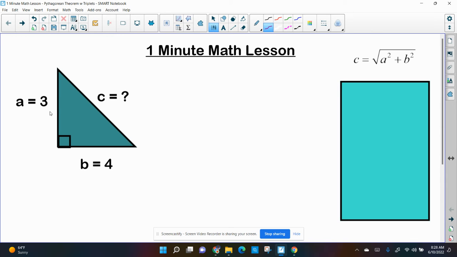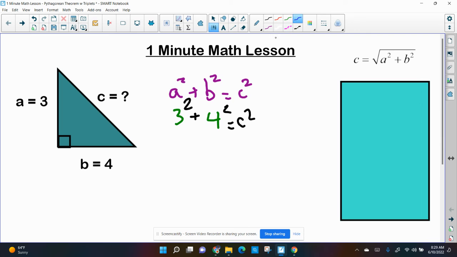So we have a is equal to 3, b is equal to 4. We're looking for c. So all we have to do is substitute into our formula those letters. So I'll take a, which is 3, b, which is 4, square it, put everything back first, and that'll give us 3 squared. And if you're not sure what that is, that's 3 times 3, which equals 9, 4 squared, which is 4 times 4, which equals 16.